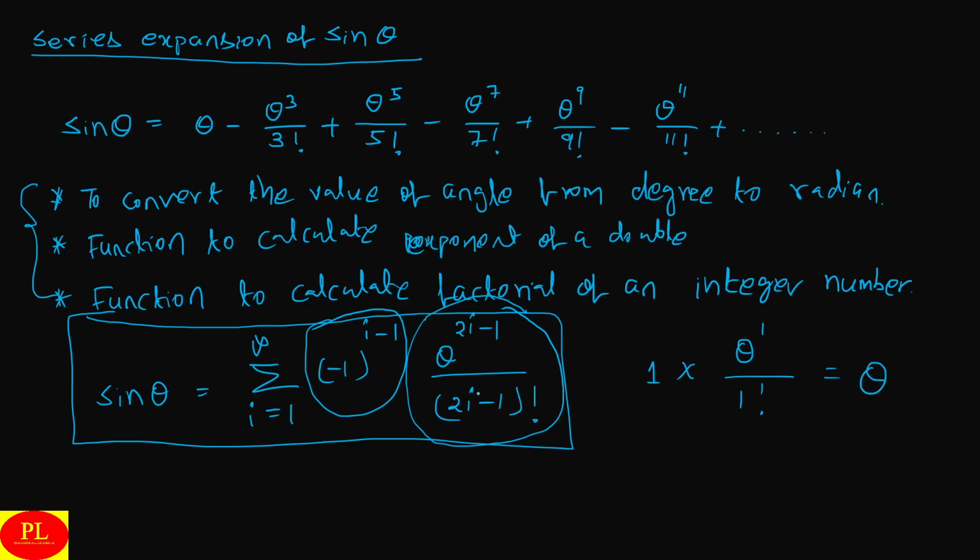Similarly, if we put I equal to 2, what we will get? Minus 1 to the power 2 minus 1, that is equal to minus 1, into theta to the power 2 into 2, 4, 4 minus 1 is 3. That is theta cube divided by 2 into 2, 4, 4 minus 1 is 3, 3 factorial. This is the second term. So we will get the ith term by putting the value of I.